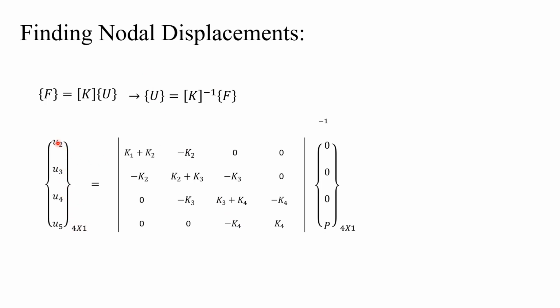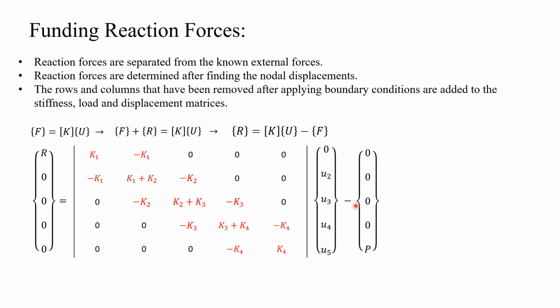So as U2, we just removed the row that included U1. It is the inverse of my stiffness matrix times my load matrix, which here would be P. And then I remove that reaction force. That one is removed when I removed the first row.